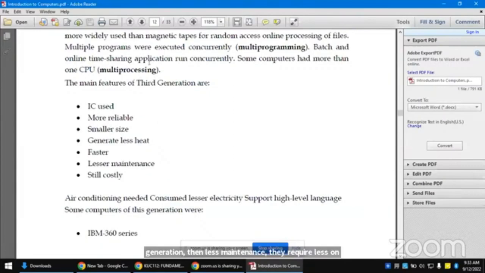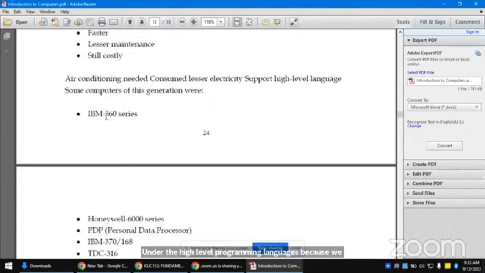And they were still costly. And air conditioning was needed, but consumed less electricity. And the high level programming languages, of course, were also used. Some computers of this generation were the IBM 360 series.